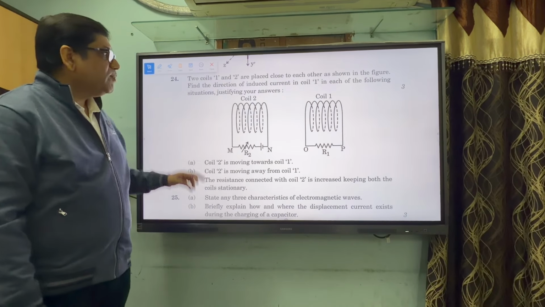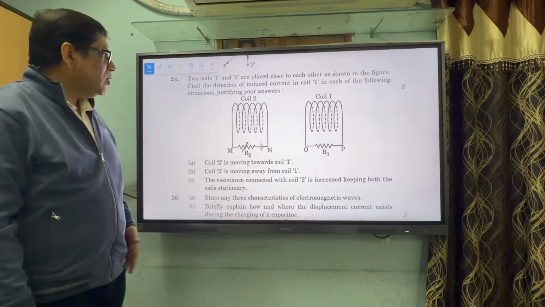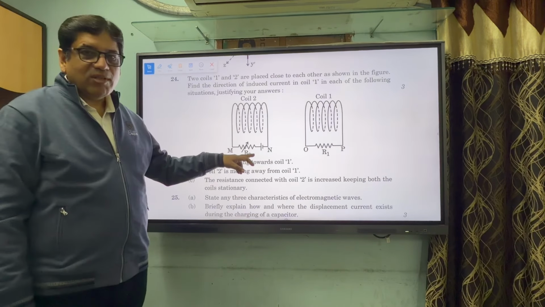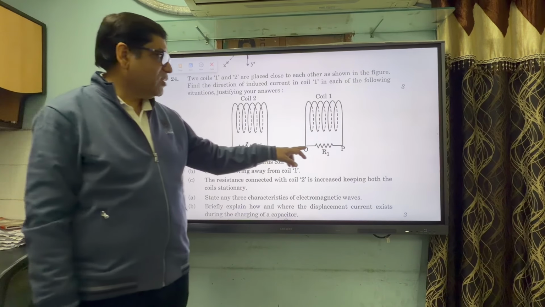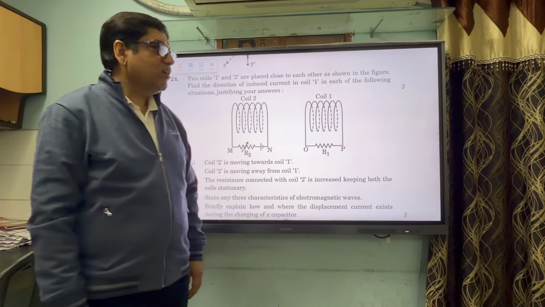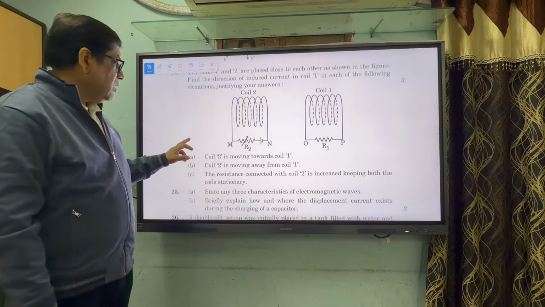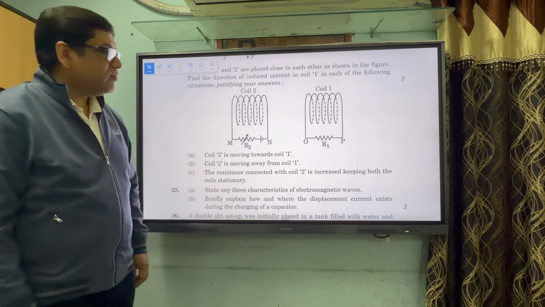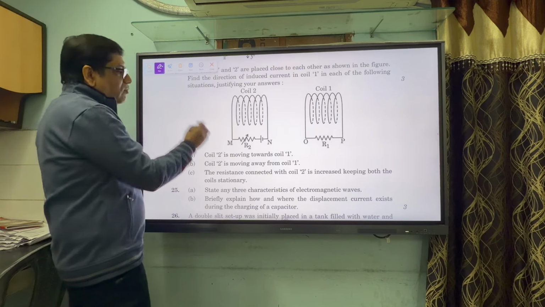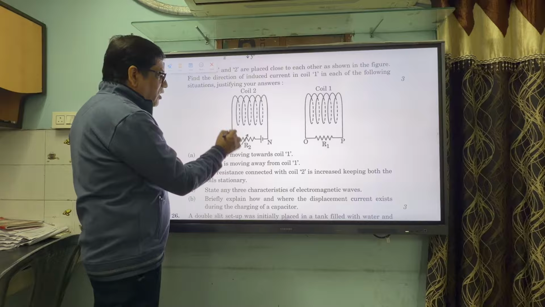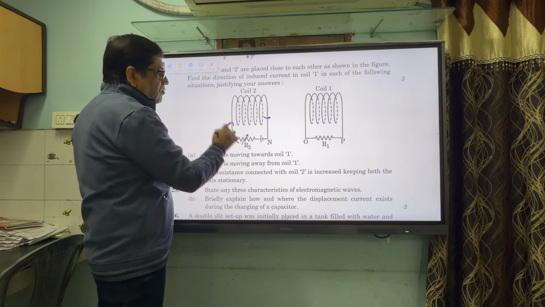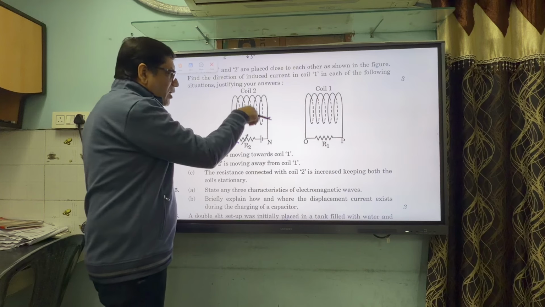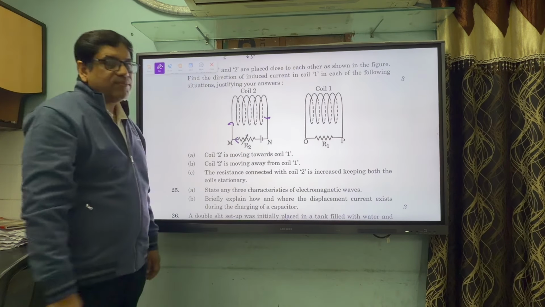Question number 24. There are two coils here, coil 2 and coil 1. Coil 2 has a battery connected, and we have to find the direction of the induced current in coil 1. First option, when coil 2 is moving towards coil 1. In coil 2, this is the positive plate, so current is flowing like this. You can say the current is clockwise. The coil will move like this, but overall it is clockwise.